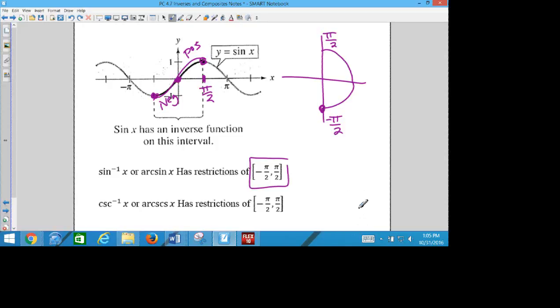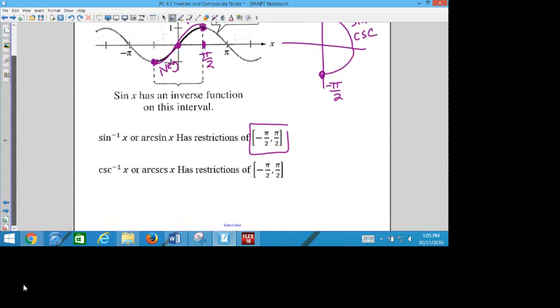I would encourage you to draw that picture because I feel like visually that helps those of us that are visual learners. This is the restriction for sine. It is also the restriction for cosecant because they are reciprocals of each other, so they're going to have the same restrictions. This is where I would use it.